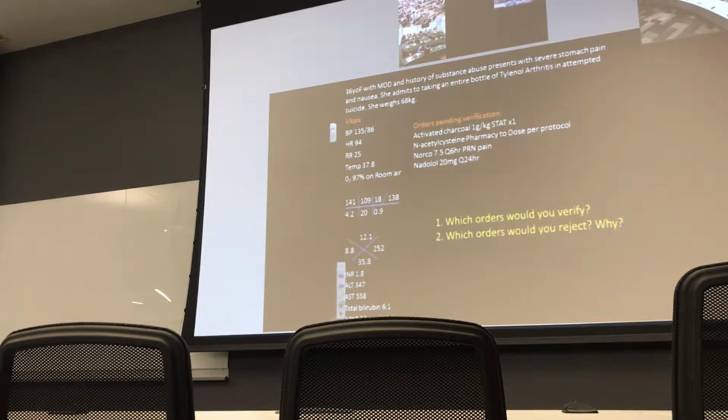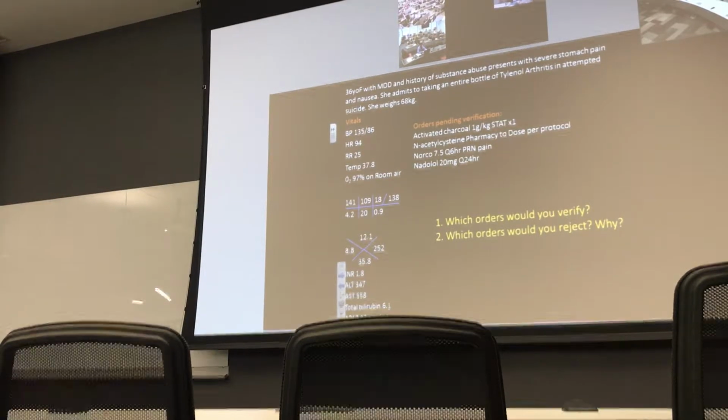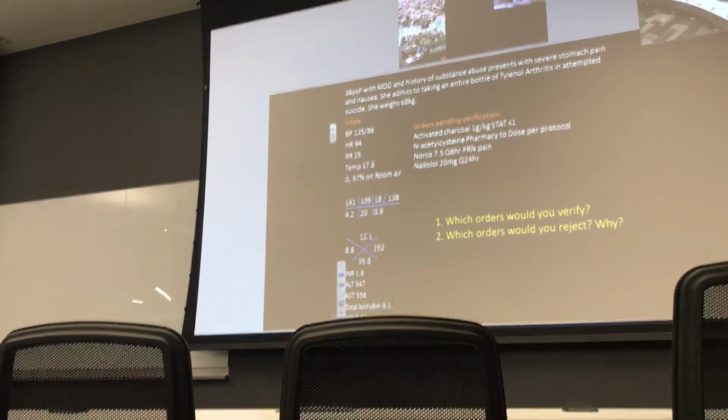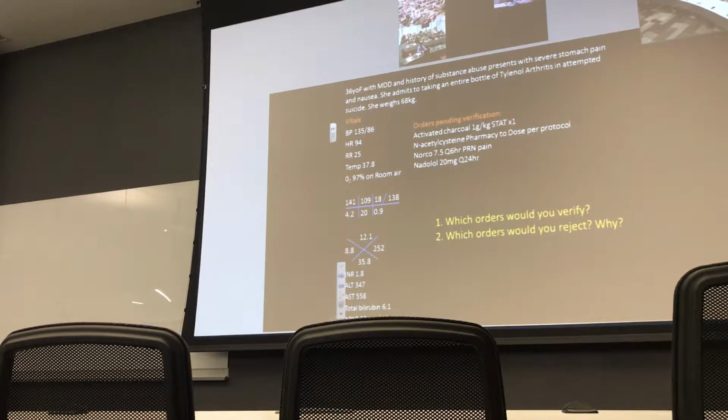Norco, if she takes it every 6 hours... I'm trying to figure out how much Tylenol she takes in a day. Oh, no, this is for the hospital. It says orders pending verification. Never mind. Is this 4 grams a day of chronic ingestion? It has to be, right? This history of chronic ingestion greater than 4 grams, that has to be per day, right? Yeah. If you've ever taken more than 4 grams of Tylenol.